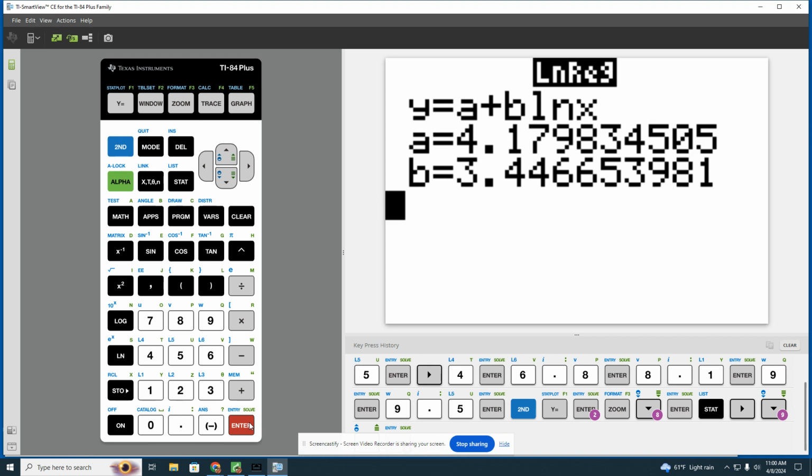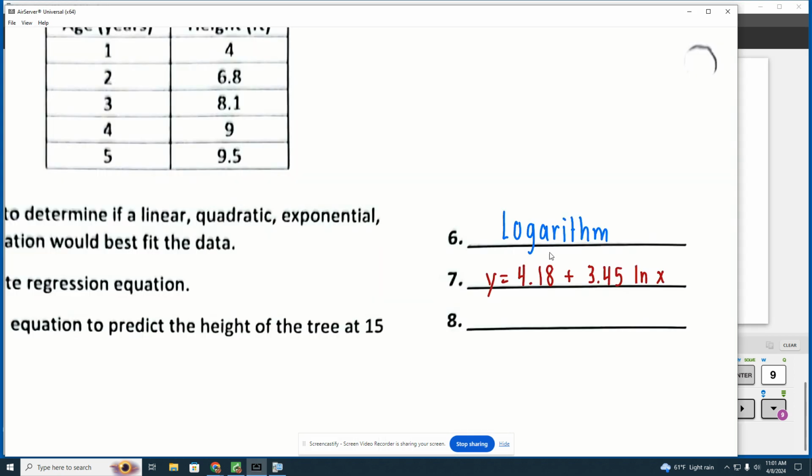Ready? Y equals, what do y'all like A to be? 4.18. 4.18? Yeah, 4.18 looks good to me. Plus B, what's B? 3.45 maybe? And then the equation says ln of x. So there it is. Here's my equation, y'all. It's a logarithm. Y equals 4.18 plus 3.45 ln of x. I'll come back to that in a second.